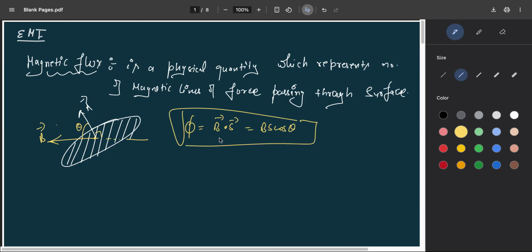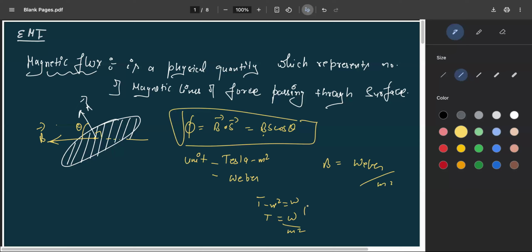This applies in a bigger picture also, and a smaller picture also. If I talk about the unit, we have already studied this: the unit of B is Tesla, and surface area is meter square. There is one more specific unit for flux, that is called Weber. Also, the magnetic field's unit can be written as Weber per meter square. How? Because Tesla meter square is equal to Weber, so Tesla can be written as Weber divided by meter square. Sometimes you will see magnetic field written as Weber per meter square.